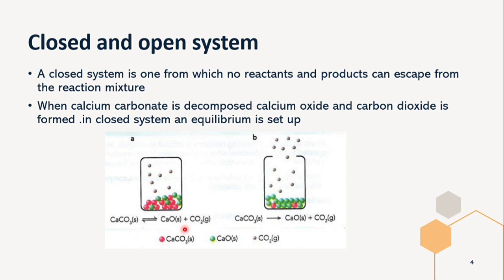In the case of a closed system, nothing can escape out of the system. So an equilibrium is formed in the system of the reactants and the products. Whereas in an open system, if you see, carbon dioxide, which is a gas, will escape and there are no chances of forming an equilibrium of the reactants and products.